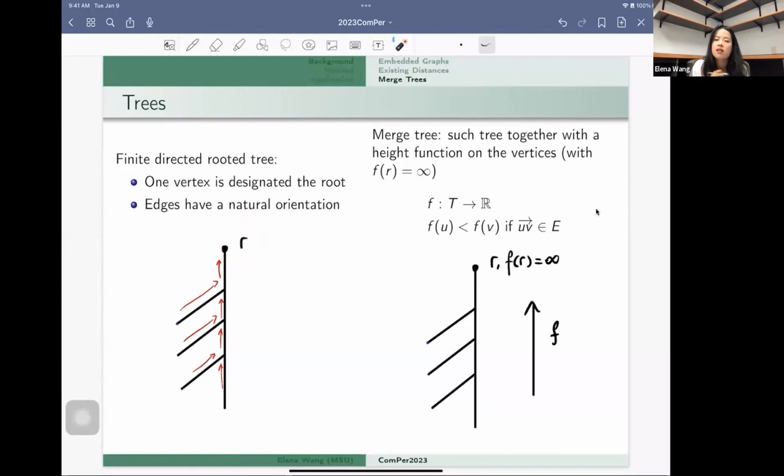Both are options. And a merge tree is such a tree together with a height function on the vertices. So we map the tree to the real line, essentially, and all the vertices have a height value, while the root vertex here gets the value infinity.